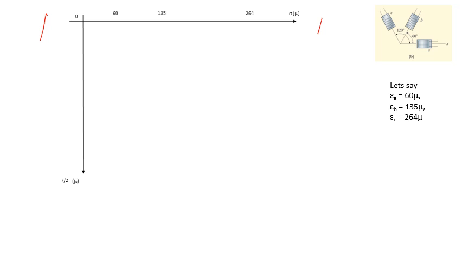Then we mark using scale. Of course, you have to use proper scaling, right? And we mark the point for strain A, strain B, and strain C, 60 microns, 135 microns, and 264 microns, and draw vertical lines through the 3 points. So here you have strain A, this is strain B, and this is strain C, right? So from the points we draw vertical lines.